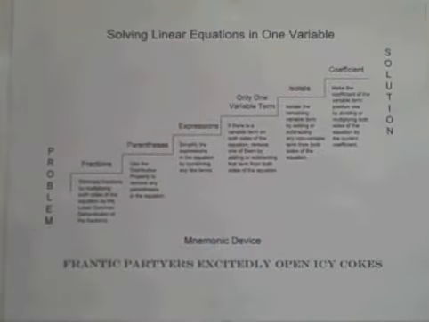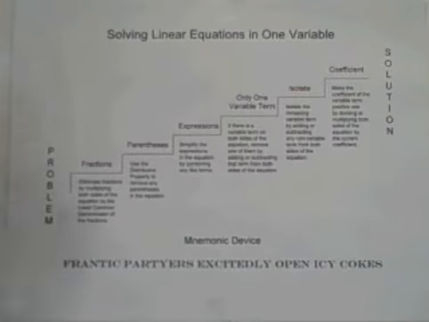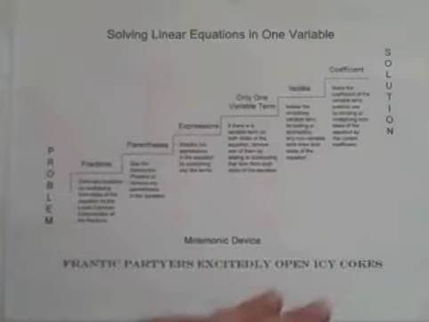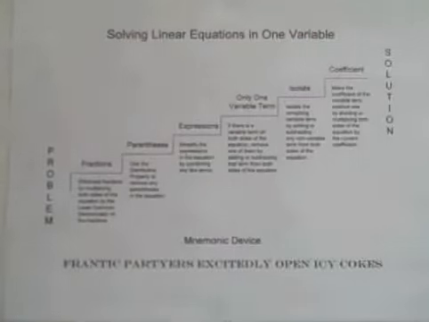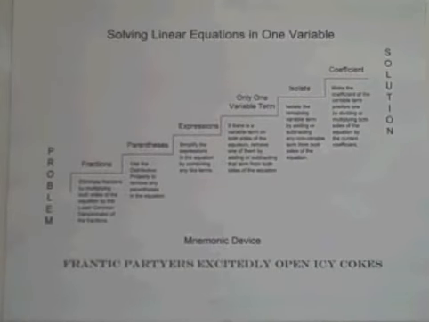If you want a little mnemonic device that might help you remember those words, give you something silly to think about that might trigger that memory, think about frantic for fractions, partiers for parentheses, excitedly for expressions, open for only one variable term, icy for isolate, and cokes for coefficient. So frantic partiers, excitedly open, icy cokes should help us remember the procedure that we follow to solve linear equations in one variable.